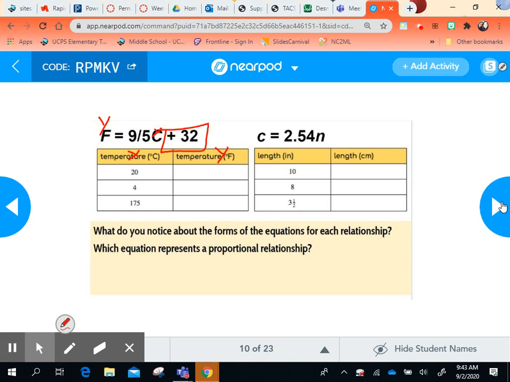So if I take, I'm going to erase this so that I have more space. If I take f equals 9 over 5 times 20 plus 32. So can someone tell me what 9 over 5 times 20 is? And then add 32 to it.